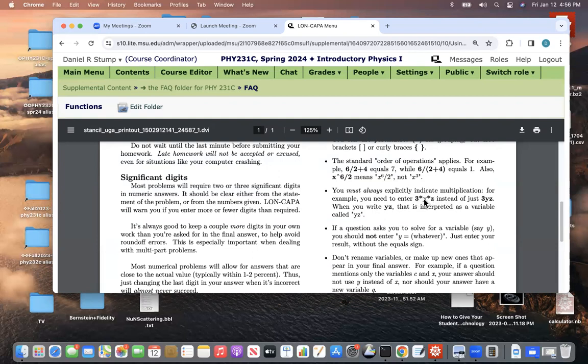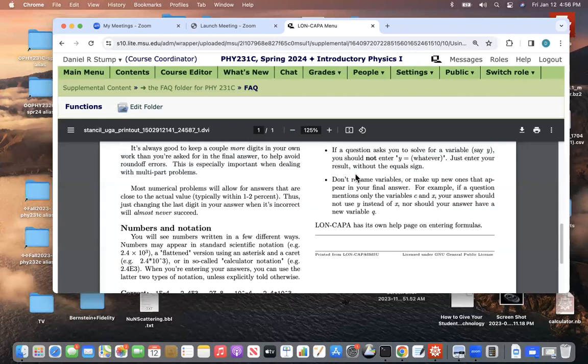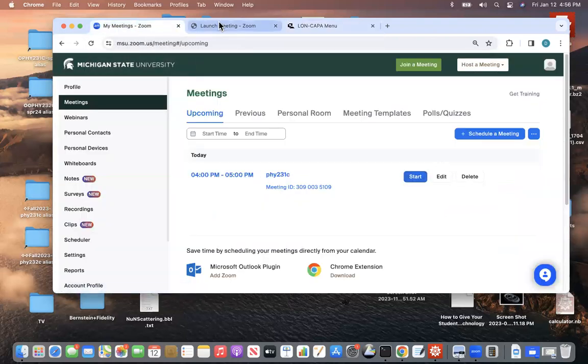And you won't have a number for y. Y will be an arbitrary symbol to stand for something. Don't rename variables, use variables that are given in the problem. Well, unfortunately, I can't look at the actual problem unless I have the book.